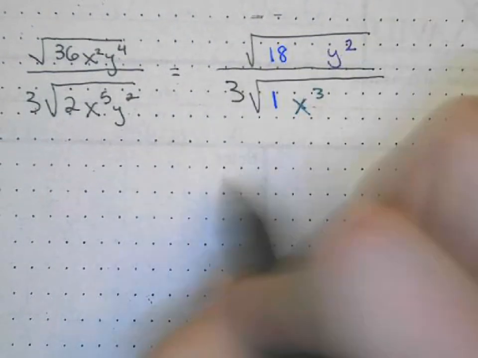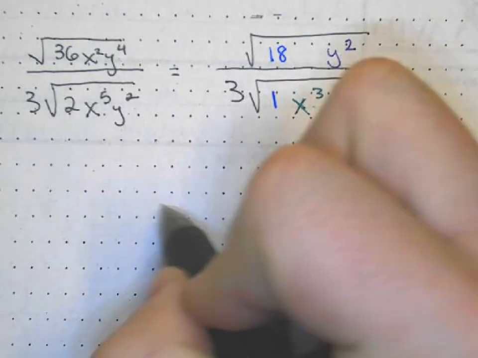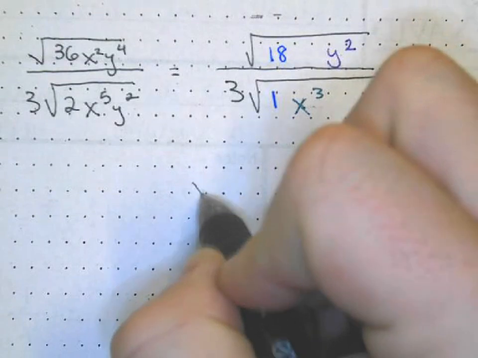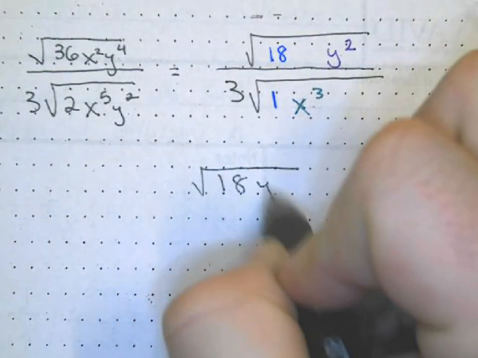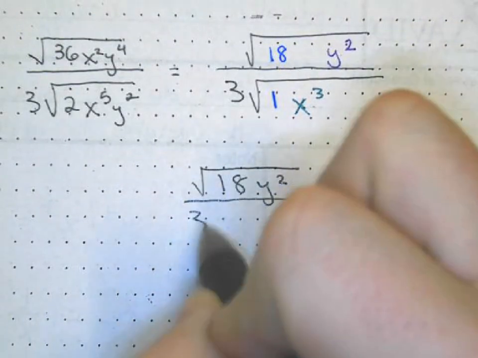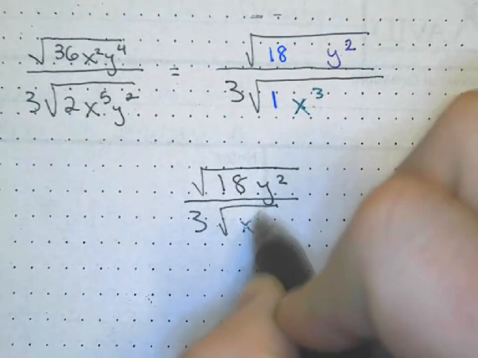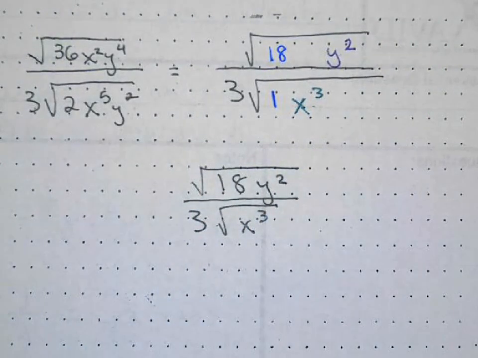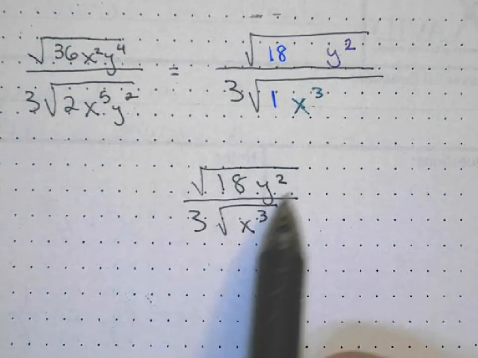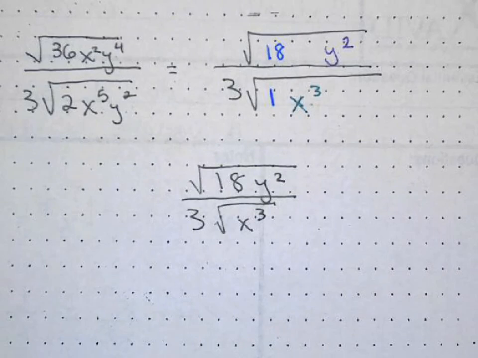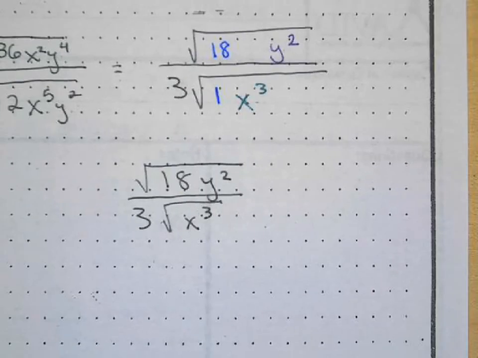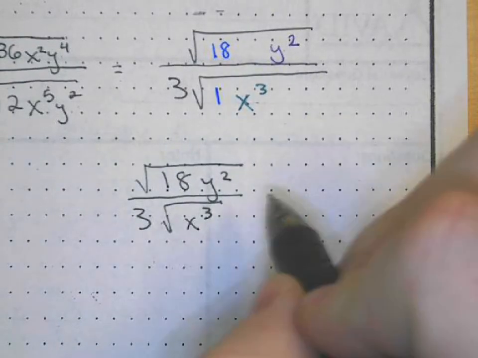Okay, so now I'm just going to recopy this so we can look at it. So I have the square root of 18y squared over 3 times the square root of x to the third power. Now what we want to do is look at the square root of 18 and the square root of y squared kind of separately, doing our work separately. So let's do the square root of 18 first.